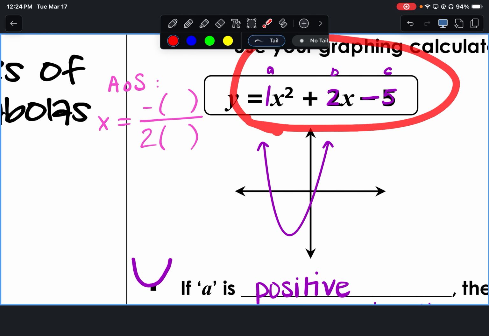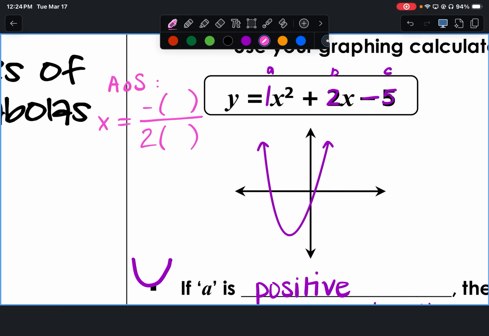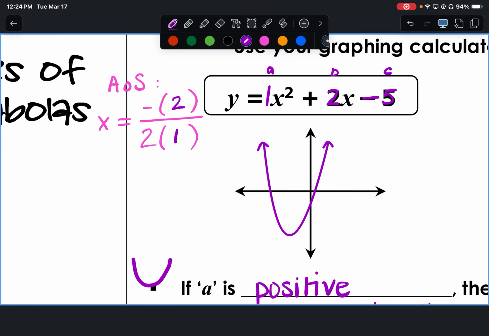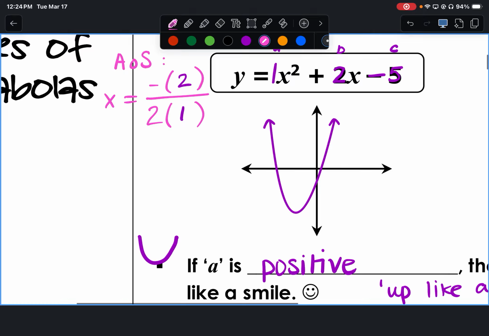So what is our b from that equation? 2. So that gets plugged in to the numerator. What is our a in this equation? 1. So that's what gets plugged into the denominator. And then we just simplify that. So we have x is equal to, if we have a negative and a 2, what's going to be in our numerator? Negative 2. In our denominator, we have 2 times 1, which is 2. What is negative 2 divided by positive 2? Negative 1. So our axis of symmetry is x equals negative 1.